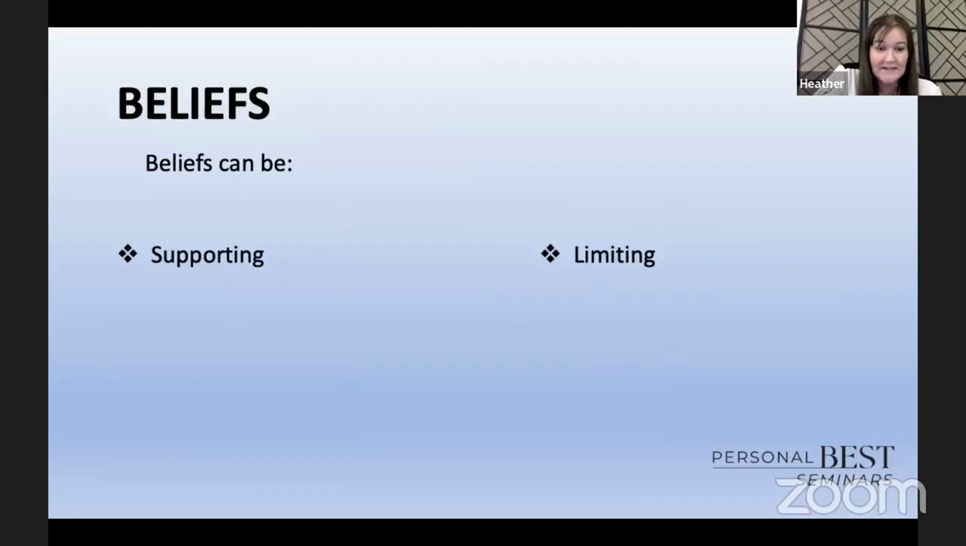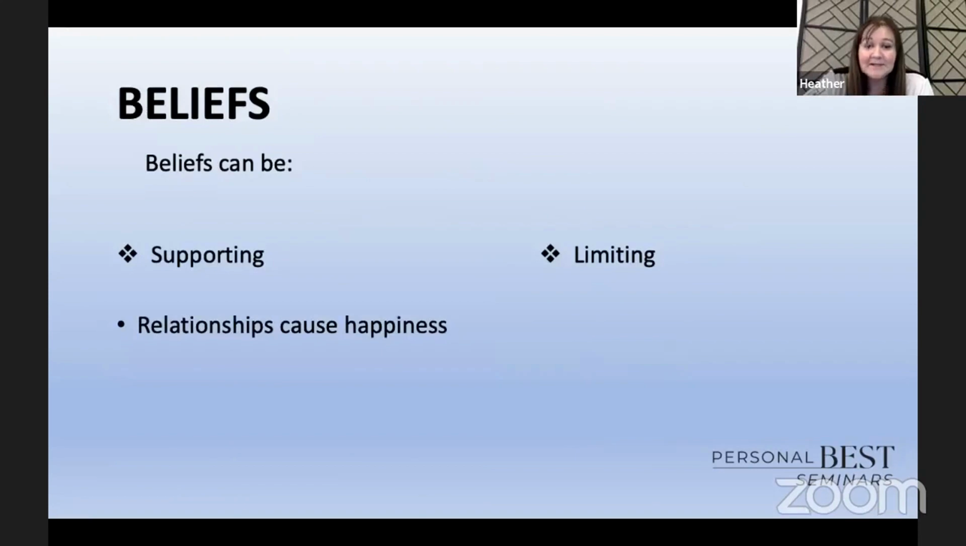On to the next: supporting and limiting. We have beliefs that support us and beliefs that limit us. Using the same idea, if we put relationships cause happiness, that would be considered a supporting belief. A limiting version of that would be relationships cause pain. Before I move on, I just want to talk about this idea of a limiting belief. It might be a term you're aware of and it might not be. If you've never heard of it, a limiting belief is a belief that's limiting the results in your life. Sometimes you could be aware of it and sometimes not.